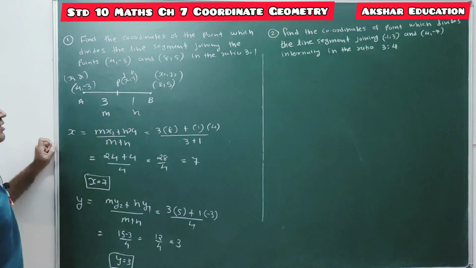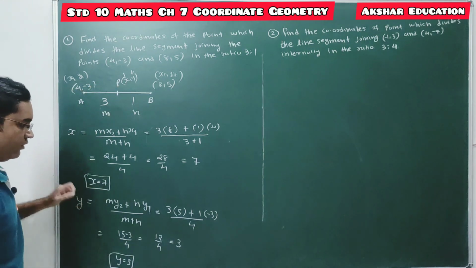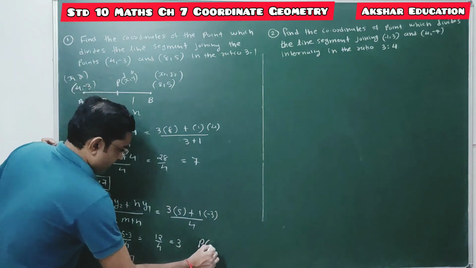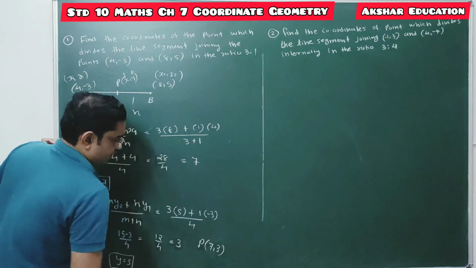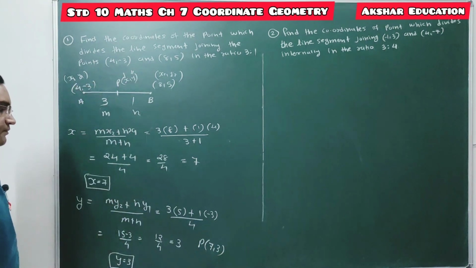Then you have to write the section point P whose coordinates are x and y. So x equal to 7, y equal to 3. So here write: P whose coordinates are 7, 3 divides our line segment AB in the ratio 3:1. Done. So this is how you can find your answer.